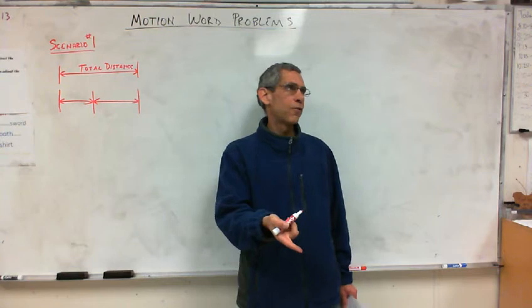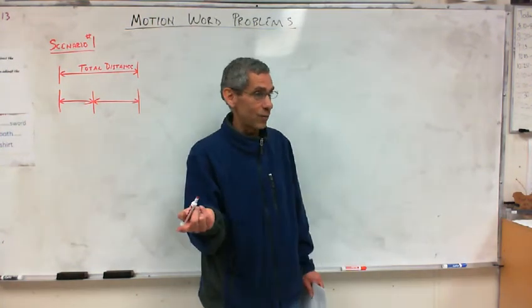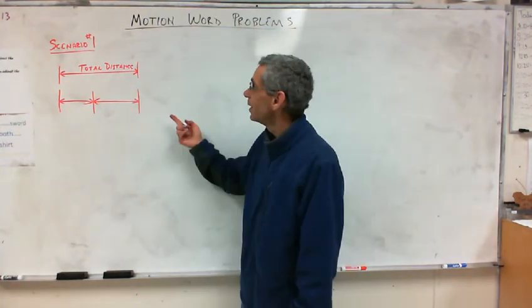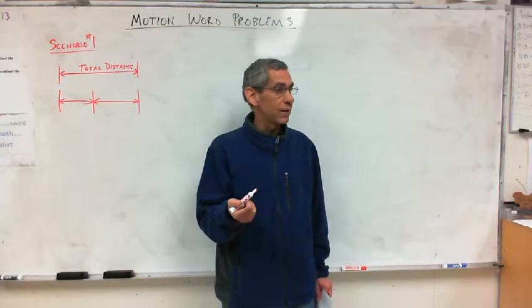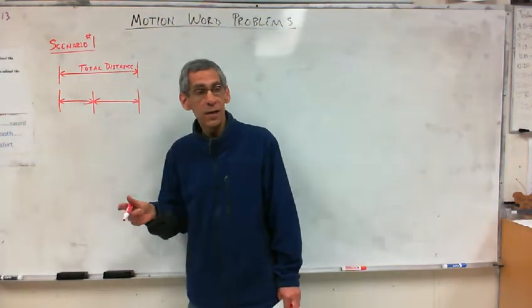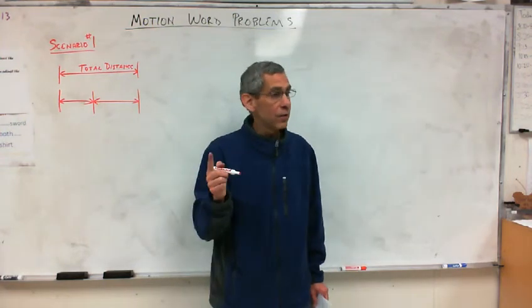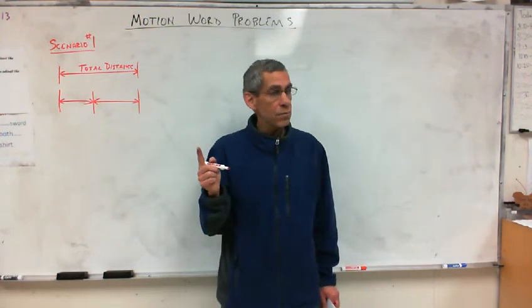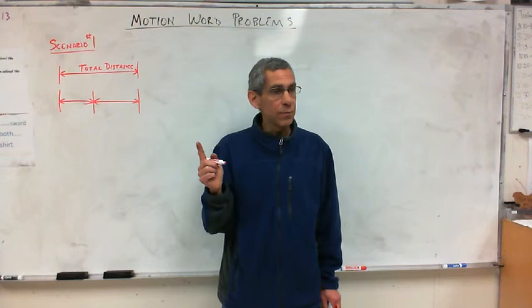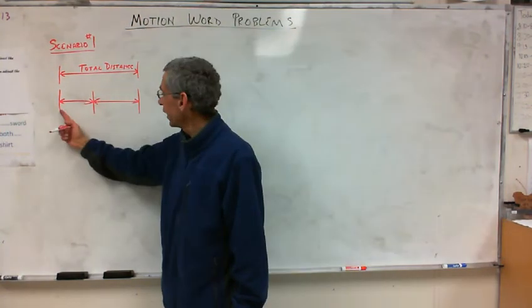So, as a preface, let me just say we're doing motion word problems. They are my favorite word problems. I love motion word problems. And there are 3 scenarios, and we're looking at the first of the 3 scenarios. We have a total distance, right? So typically, you have 2 cars leave the same place, and same time, okay? So they leave from the same place.